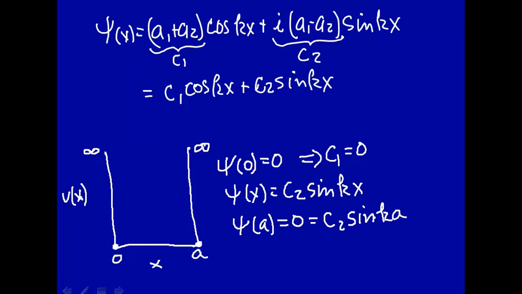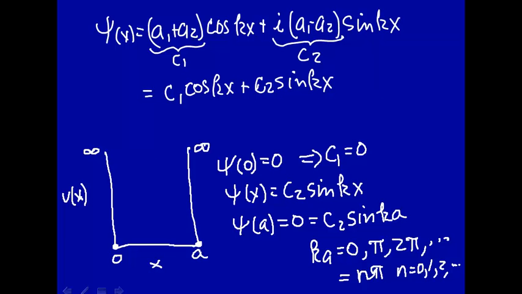Now, the sine function is 0 when its argument is 0, so you could say that ka, because of this boundary condition, can be 0. What's the next value? Well, pi. How about 2 pi, and so on. So a compact way of writing that is ka has to equal n pi, where n is equal to 0, 1, 2, and so on. All these values of n will make the sine function 0 and satisfy the boundary condition on the right-hand side.